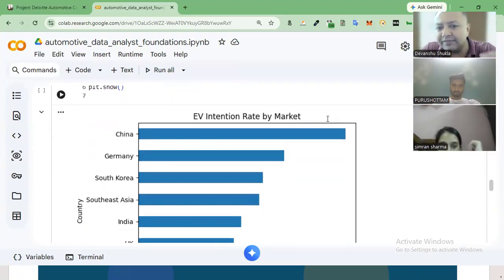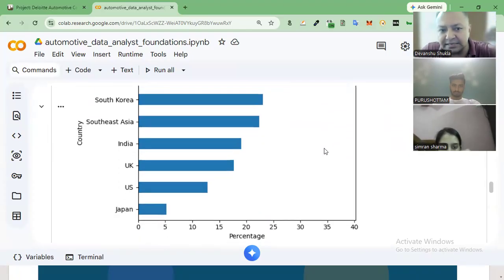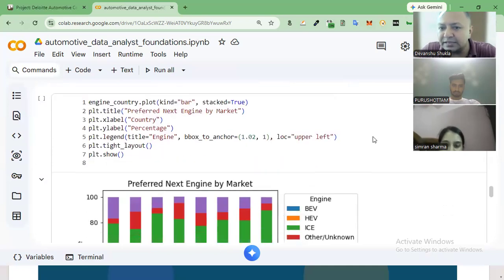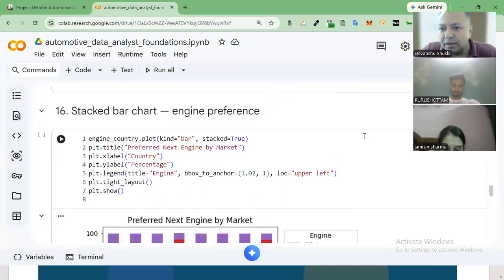So how the EV intention rate looks across different countries, let's say across China, Germany, South Korea, Asia, India. All of these we are going to get started with implementation. Then you'll understand different types of charts and graphs which can be plotted. Also, I'm going to share a book with you, which is a fantastic book which contains all different types of charts possible in this world.